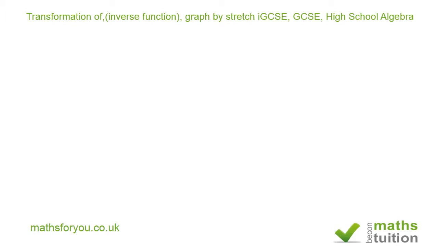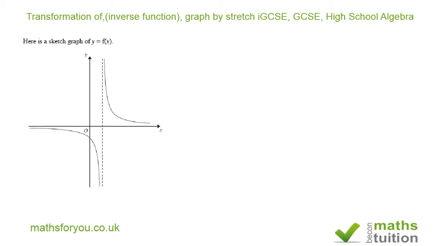It's an iGCSE, GCSE high school algebra question, and it says here is a sketch graph of y is equal to a function of x. The graph passes through the point with coordinates 0, minus a half, and has two asymptotes of x equal to 2 and y is equal to 0.